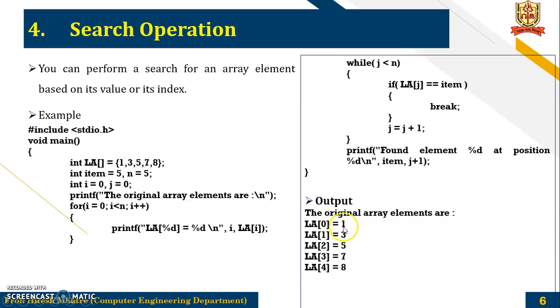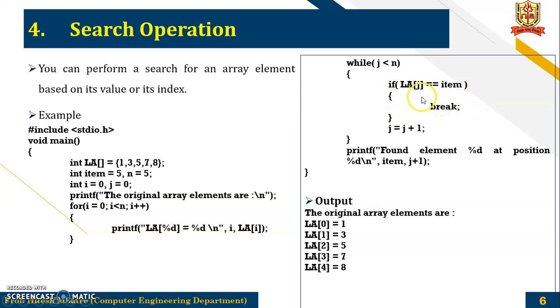So check LA of 0 equal to item. Item is 5. Is 1 equal to 5? No. Condition is false. So increase j. j becomes 1. Now LA of 1 is 3. Is 3 equal to 5? No. Again condition false. Increase j. So j becomes 2. LA of 2 is 5. Is 5 equal to 5? Yes. Now the condition is true.